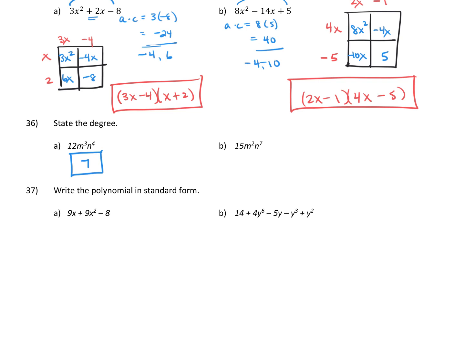All right, 15m squared n to the 7th. There's another monomial. So we will just add our exponents. 2 plus 7 is 9. So this monomial has a degree of 9.